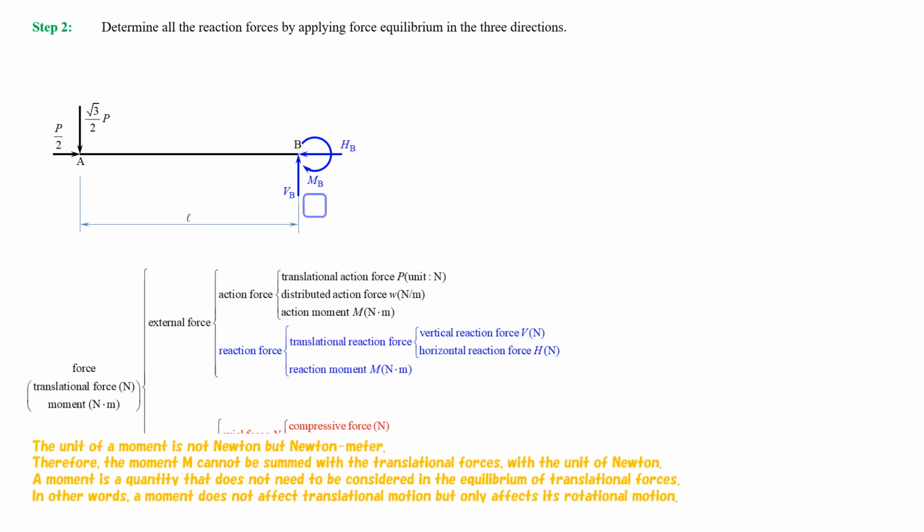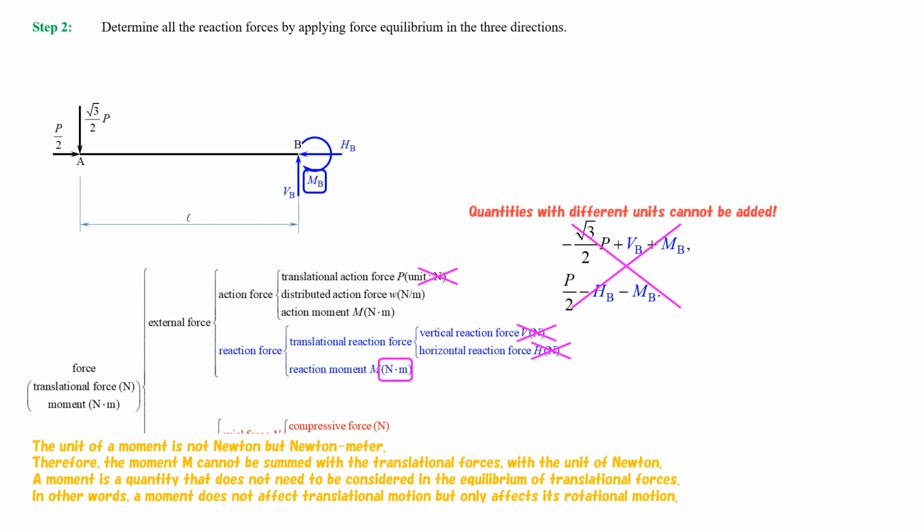The unit of a moment is not Newton, but Newton meter. Therefore, the moment cannot be summed with the translational forces with the unit of Newton. A moment is a quantity that does not need to be considered in the equilibrium of translational forces. In other words, a moment does not affect translational motion, but only affects rotational motion.